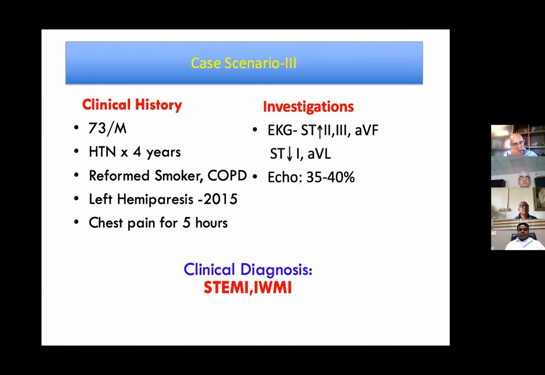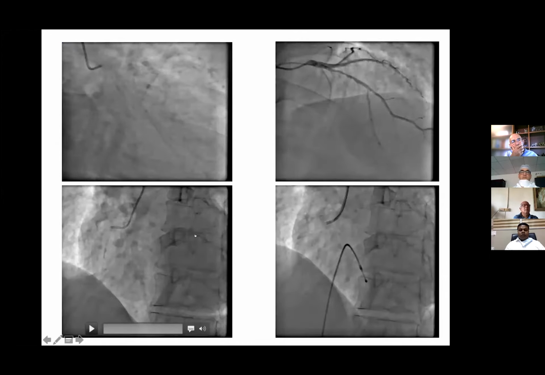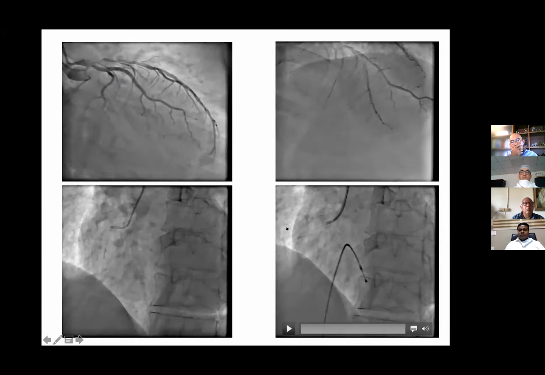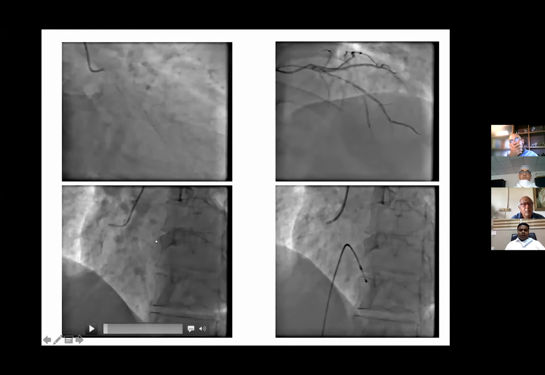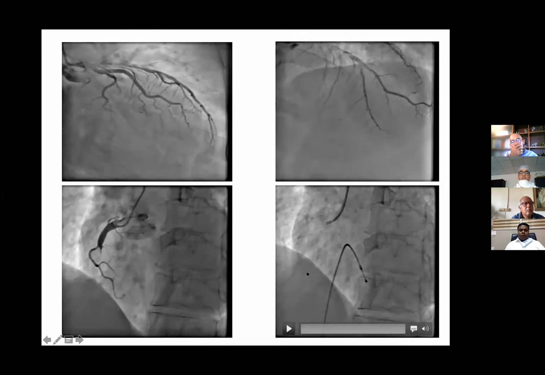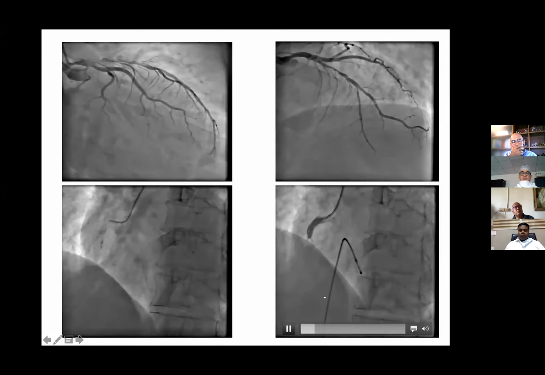This is the third case scenario, where a 73-year-old male patient, hypertensive, reformed smoker, who had a left hemiparesis in 2015 with near normal recovery of neurological deficit, but some still persisting. He had chest pain with an inferior wall MI diagnosis. This patient had borderline disease in proximal to mid LAD, and at the mid LAD bifurcation there's a stenosis, and in the RCA there was acute thrombotic occlusion. He undergoes a PCI to the LAD with a large stent of size 4, post-dilated to 4 and 4.5.